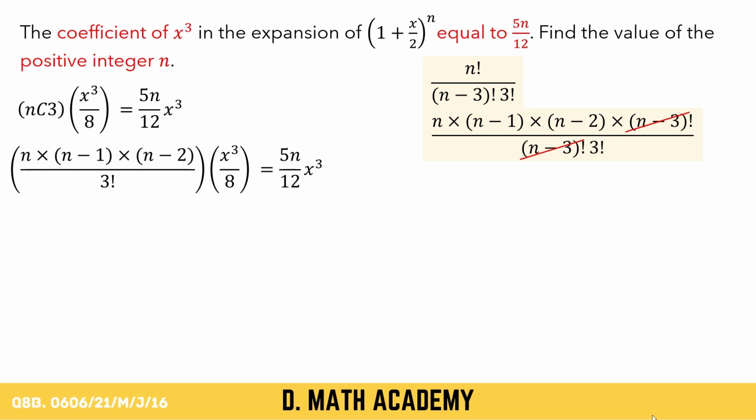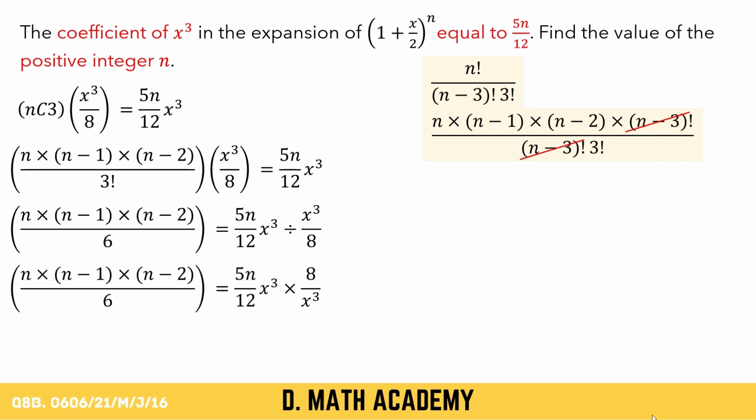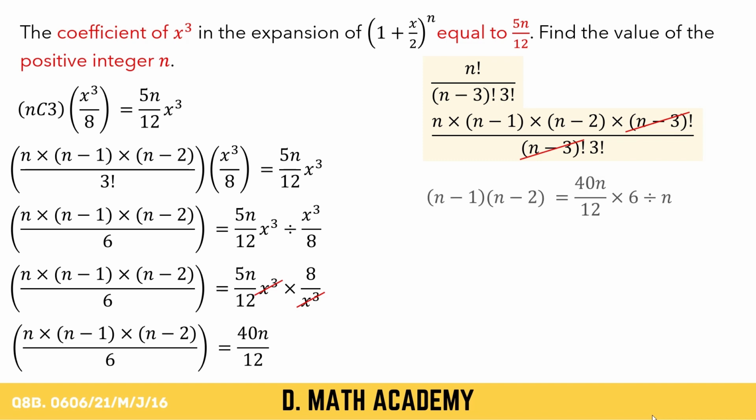Multiply it with x cubed over 8, you will get 5n over 12 x cubed. So I first get rid of the x cubed and 8, then I divided it and I get the result of 40n over 12, and the 3 factorial I changed to 6. Next, I shifted the 6 to the other side: divide becomes multiply, and the n becomes divide. So I get n minus 1, n minus 2 equals 20.